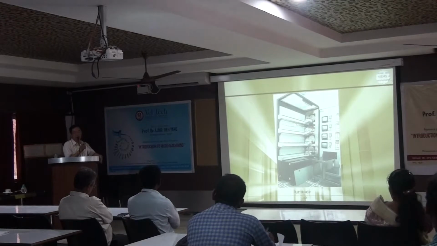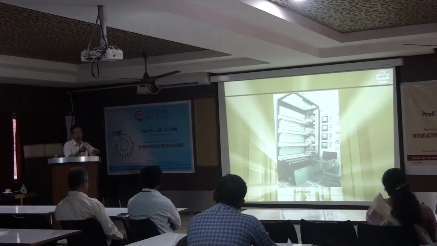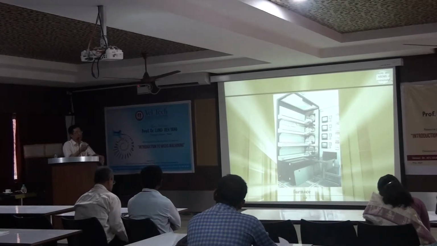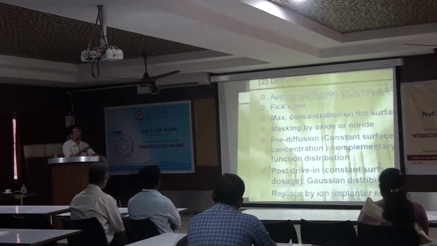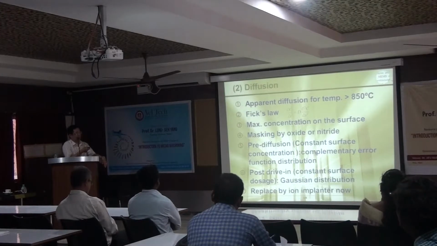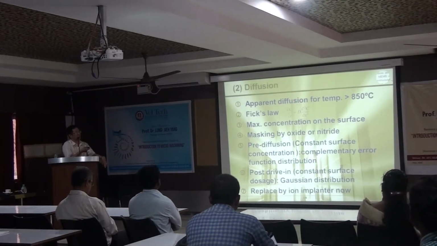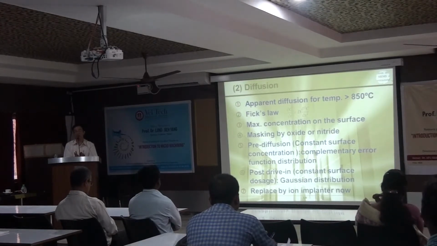But if you want to do diffusion, it means I want to diffuse group 3 or group 5 elements into my silicon subsurface to become a P-type area or N-type area. You need to add some dopant gas inside the high temperature furnace. So they use a similar furnace apparatus to do the thermal diffusion. And this kind of thermal diffusion is exactly solid diffusion.